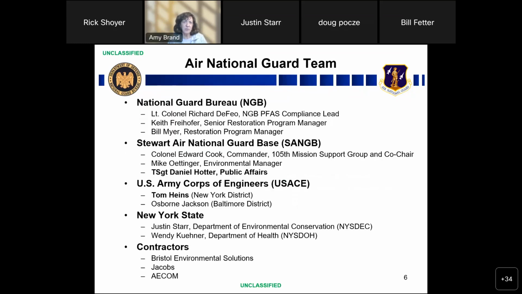So I just want to run through who's here. Many folks are here from our Air National Guard team. From the National Guard Bureau is Lieutenant Colonel Richard DeFeo and Keith Freihofer and Bill Meyer, Restoration Program Manager. Representing Stewart Air National Guard Base is Colonel Cook, who's the commander, and he is the co-chair of this team. Mike Ottinger is the environmental manager. And then, as highlighted here, Technical Sergeant Dan Hodder is public affairs.